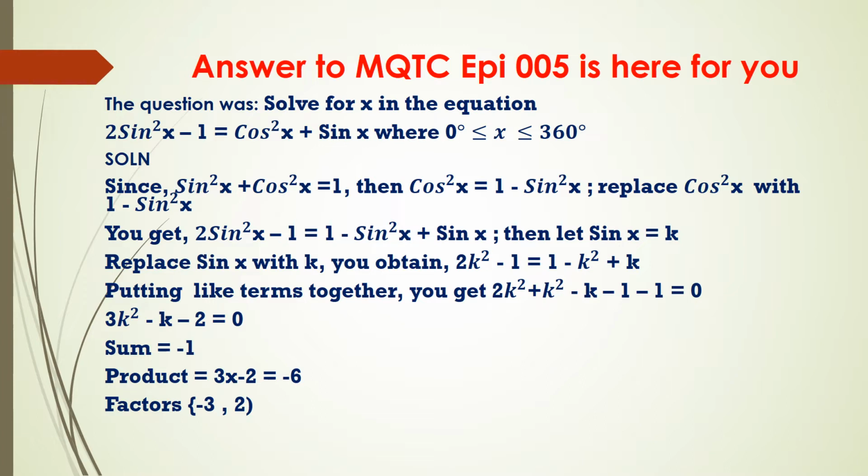Solution: we will start by saying since sine square x plus cosine square x is equal to 1, then we can make cosine square x the subject of the formula by taking sine square x to the other side. That gives us cosine square x is equal to 1 minus sine square x. Then we replace cosine square x with 1 minus sine square x. Then you get 2 sine square x minus 1 is equal to 1 minus sine square x plus sine x.